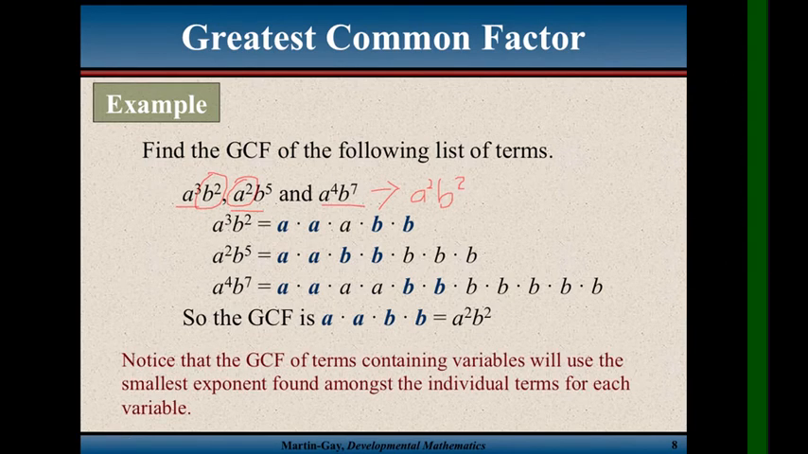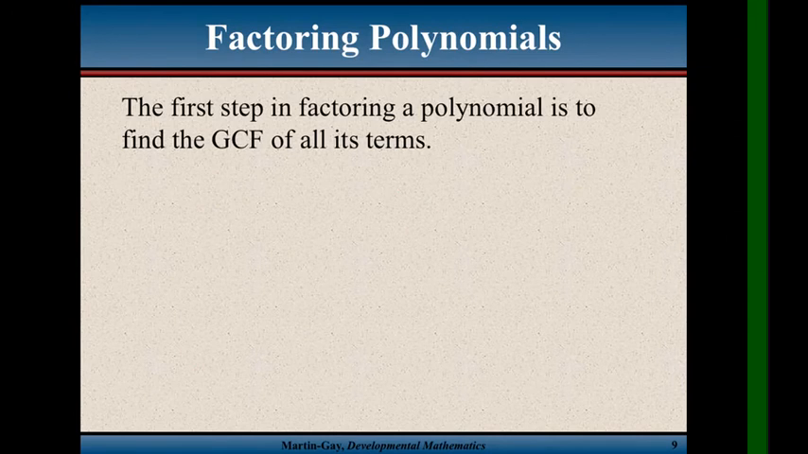Okay, notice that the GCF of terms containing variables will use the smallest exponent found amongst the individual terms of each variable. So just like what I've said, just find out the smallest exponent if the given terms are just letters. But if they have numbers, or a base number, or a constant number, just get the GCF as what we've done in our previous examples. So the first step in factoring a polynomial is to find the GCF of all its terms. So we're done with the review. In factoring polynomials, the GCF is the most important thing that we need to consider.